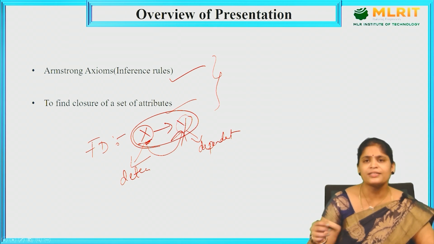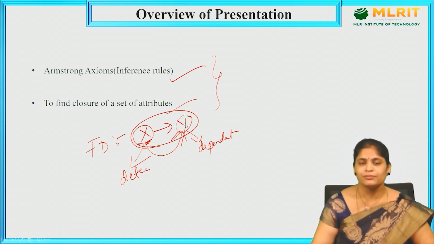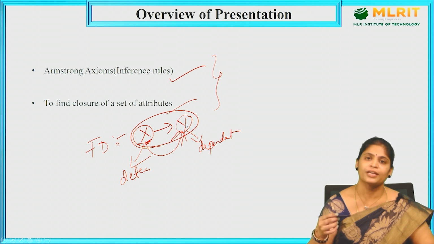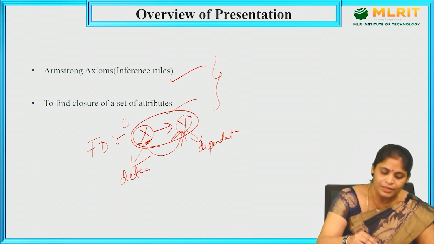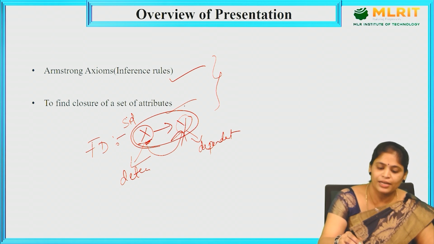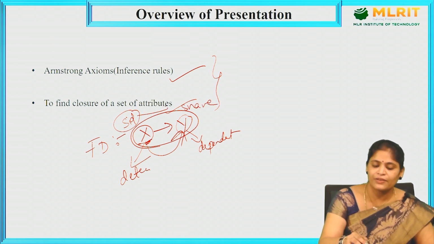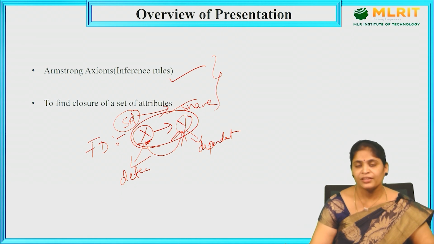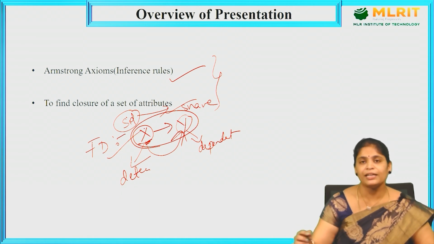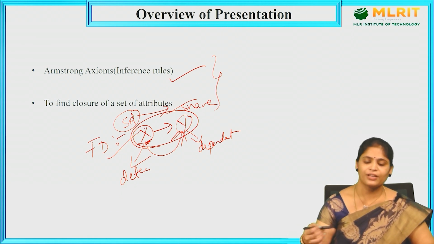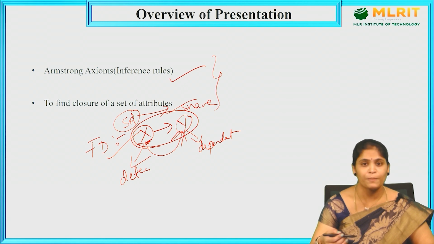What are these X and Y? These are nothing but the columns, the attributes that are there in a particular table. For example, X is SID and Y is S name, student ID and student name. Here SID derives S name uniquely, so we can say that it is a valid functional dependency. We have already discussed the types of FDs in our previous sessions.